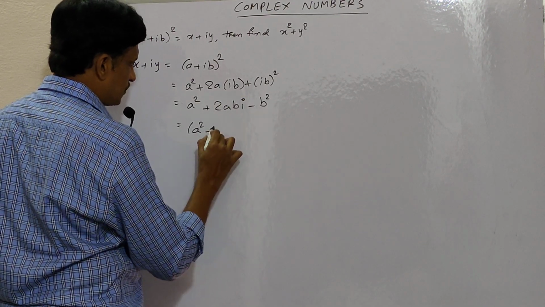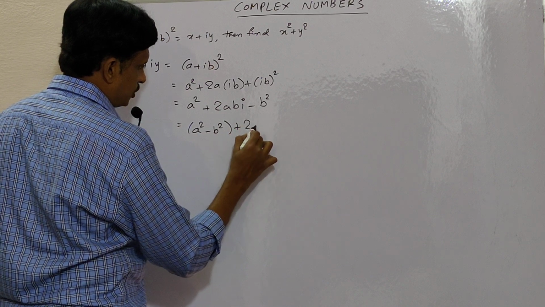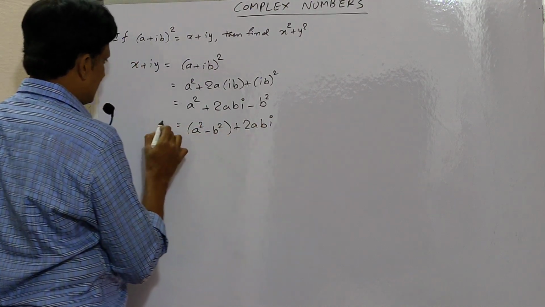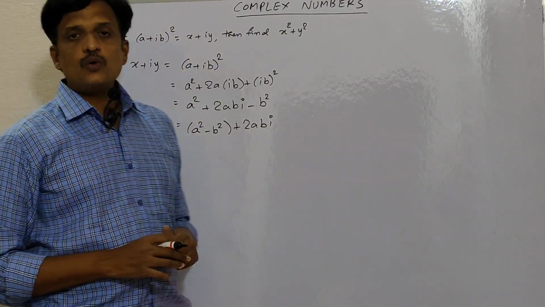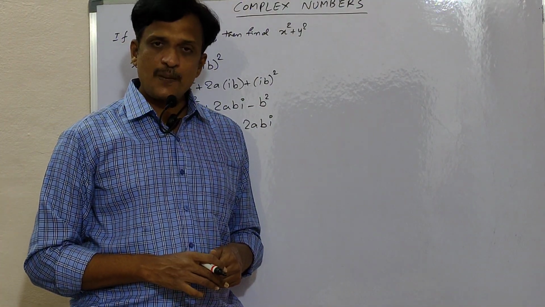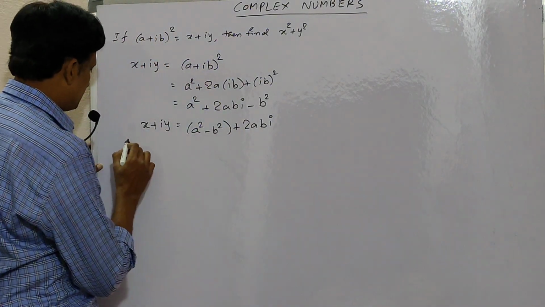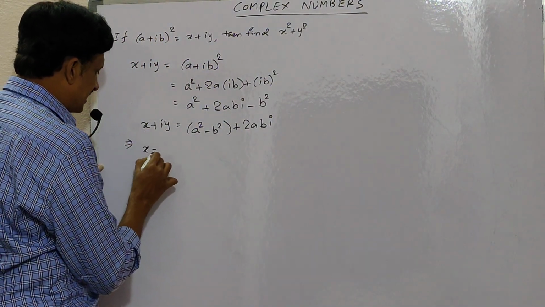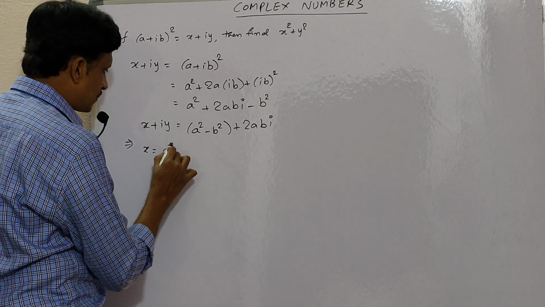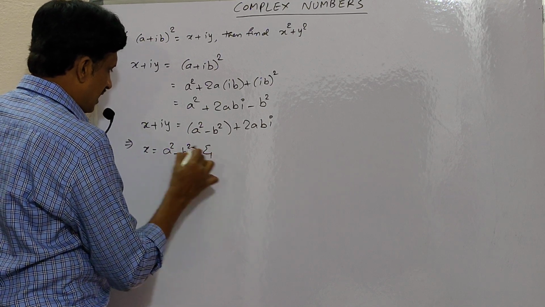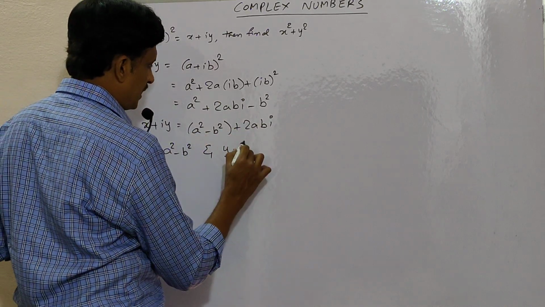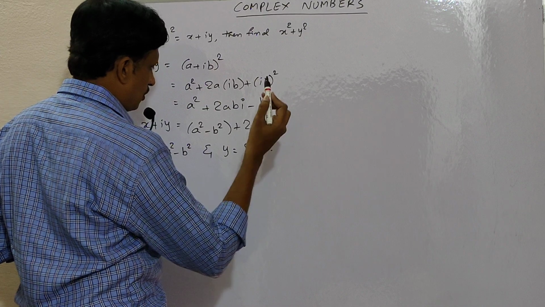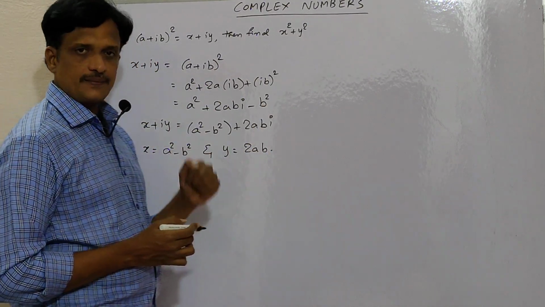So separate the real and imaginary parts. Here this is a square - b square + 2abi, the required value of x + iy. Now by equating real and imaginary parts on either side, we will get the value of x, that is the real part, a square - b square, and the imaginary part y, the coefficient of i here, that is 2ab. So we got the values of x and y.